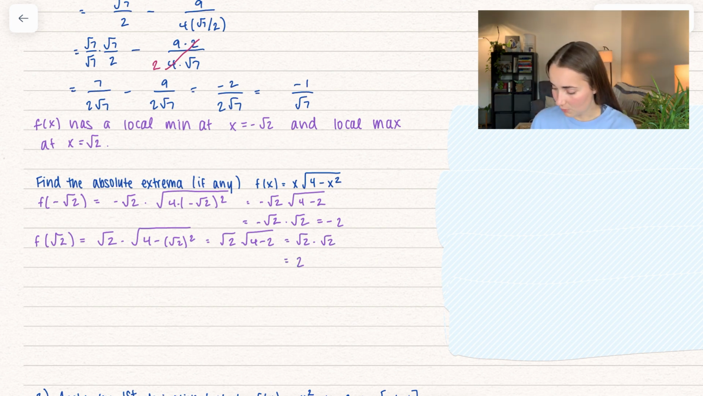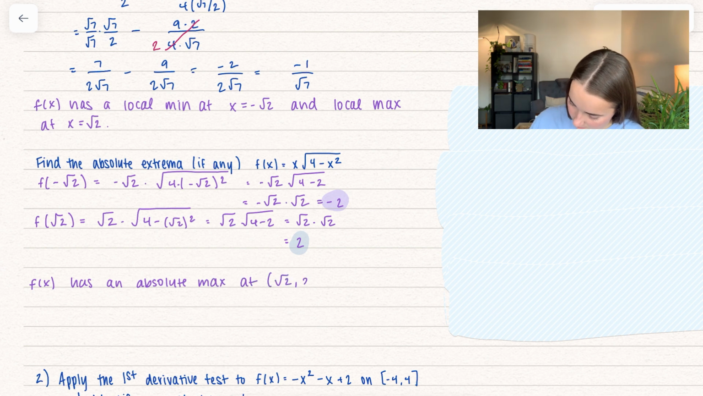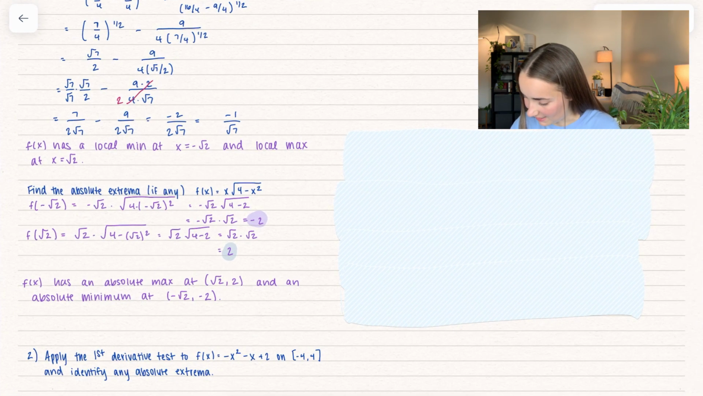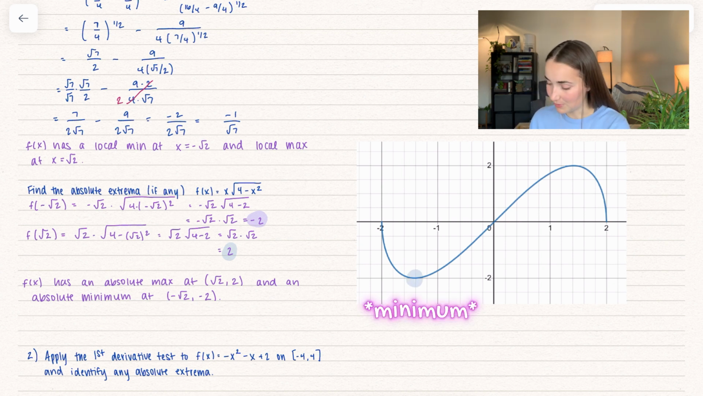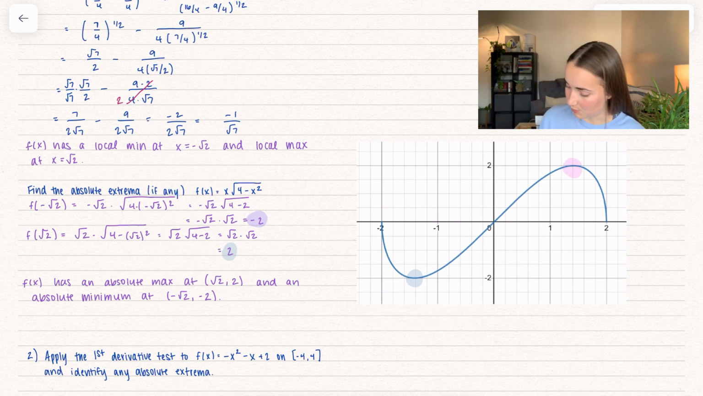Okay, so between our two values, first I got a value of -2, and second I got a value of +2. And so this means they're going to be my absolute extrema, right? So I can write that out. Okay, let's go ahead and compare that to our actual function right here. So we can see that we hit an absolute maximum right here at negative square root of 2, -2. And we hit an absolute maximum right here at the square root of 2, comma 2.